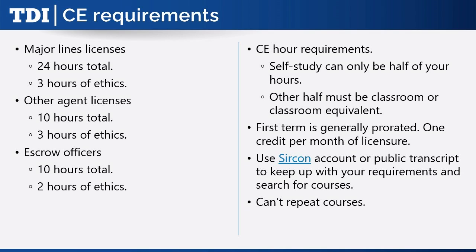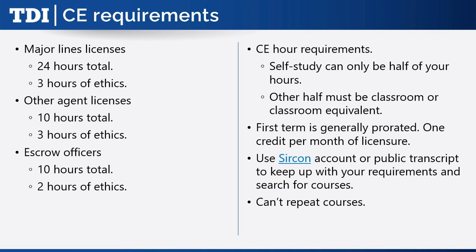There are some requirements that apply to all license types. The ethics requirement, for example, is just a minimum. You could theoretically take all courses in ethics and they would count towards your overall requirement. Another important one to consider is the self-study limit. No matter the license type, only half of your hours can be in self-study. The rest must be classroom or classroom equivalent.